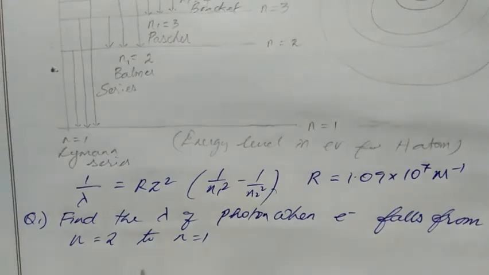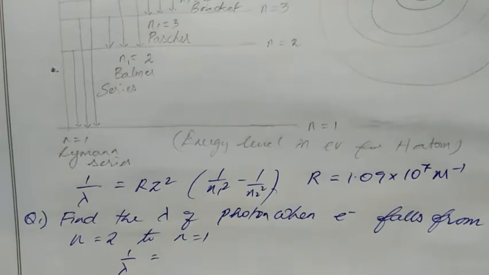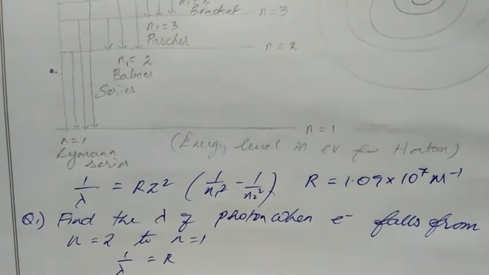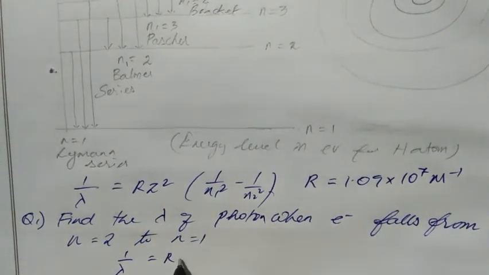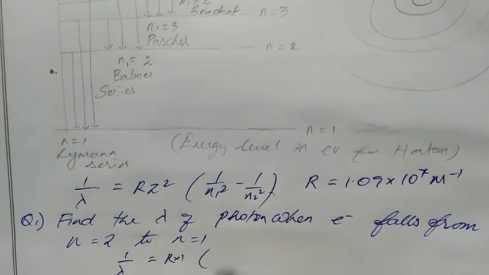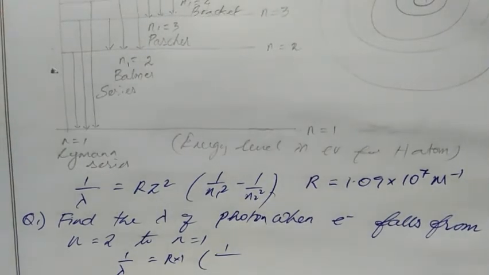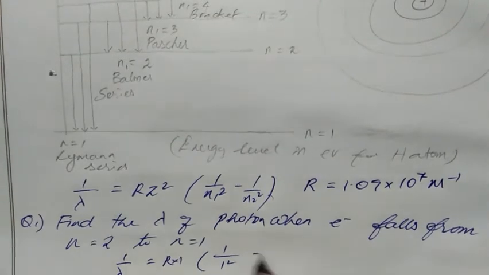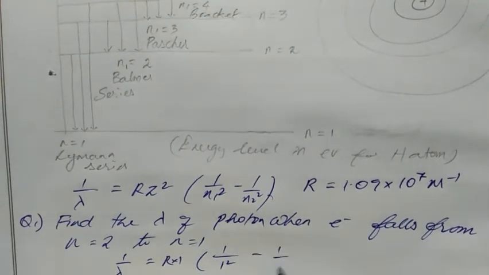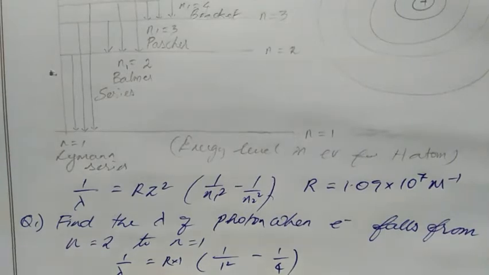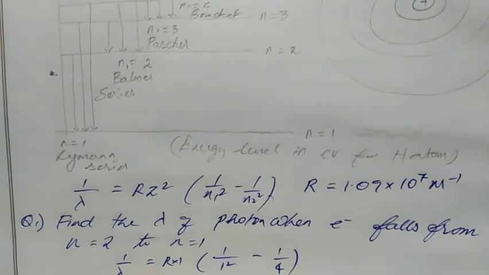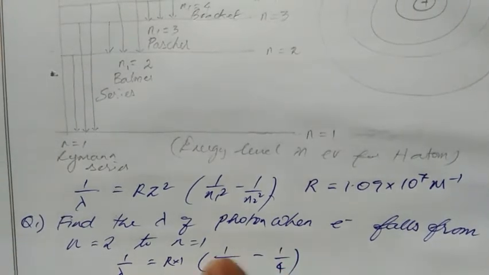Okay, so substitute the values. 1 by lambda equals R. Here the atom given is H, the hydrogen atom. For a hydrogen atom Z is 1, so 1 square is 1. Then 1 by n1 square, which is 1 square, minus 1 by n2 square, where n2 is 2, and 2 square is 4. So we have 1 by lambda equals R, 1 by 1 minus 1 by 4, which is 4 minus 1 over 4, so 3 by 4.